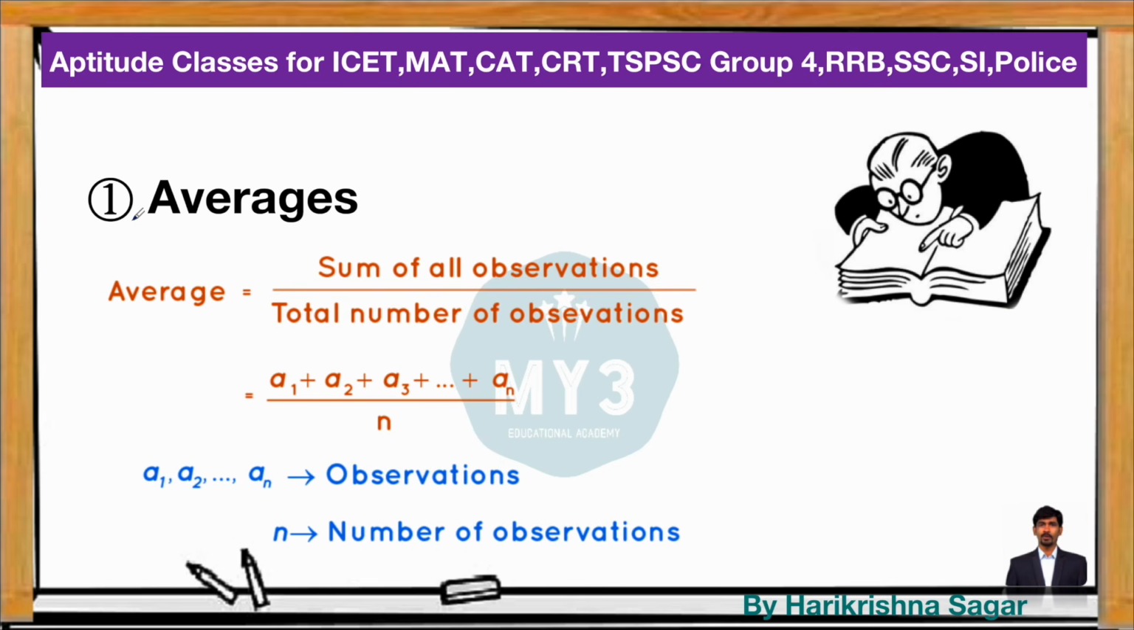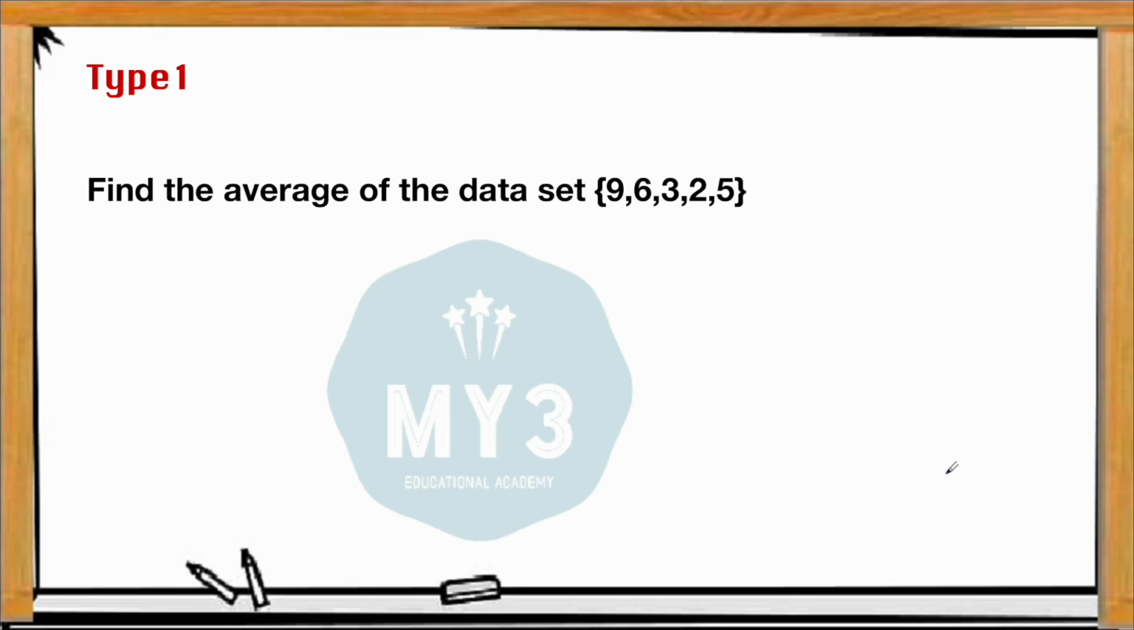And everyone knows that average is nothing but the sum of n terms divided by the number of terms. Average is given with a simple formula. For example, if we have a question like this, find the average of the data set 9, 6, 3, 2, 5. How can we deal with the average? As I told you, sum of n terms by number of the terms.